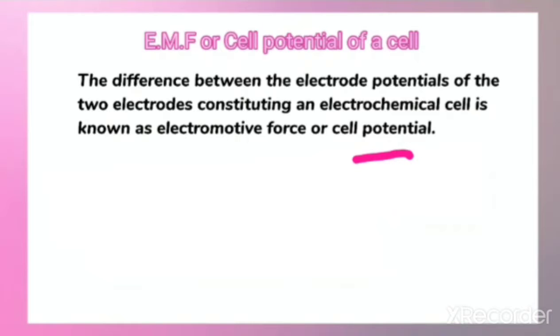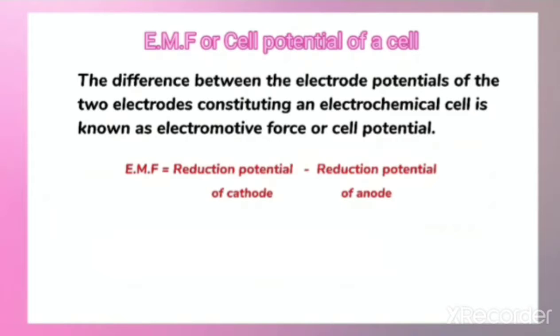Now, how do we find the EMF or the cell potential of a cell? That is by a formula. EMF is equal to the reduction potential of the cathode minus the reduction potential of the anode. In the cell representation convention, the cathode is written on the right side and the anode is on the left side.